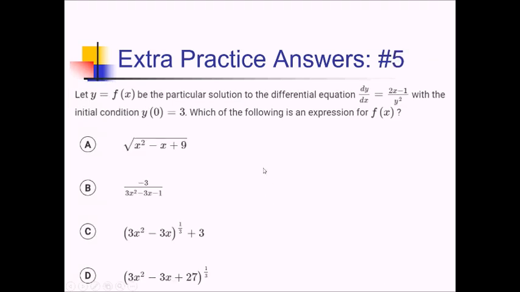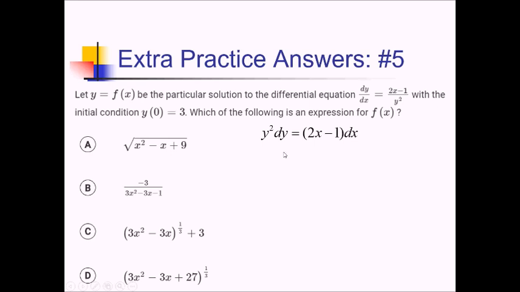For this problem, we want the particular solution to this differential equation given the initial condition y of 0 equals 3. So to get started here, first off, we have to separate our variables because we have this y squared, this output variable, in the equation. So let me multiply y squared to both sides to get it over with the dy. And now we also have to move this dx over to the right side by multiplying. So we have 2x minus 1 quantity times dx.